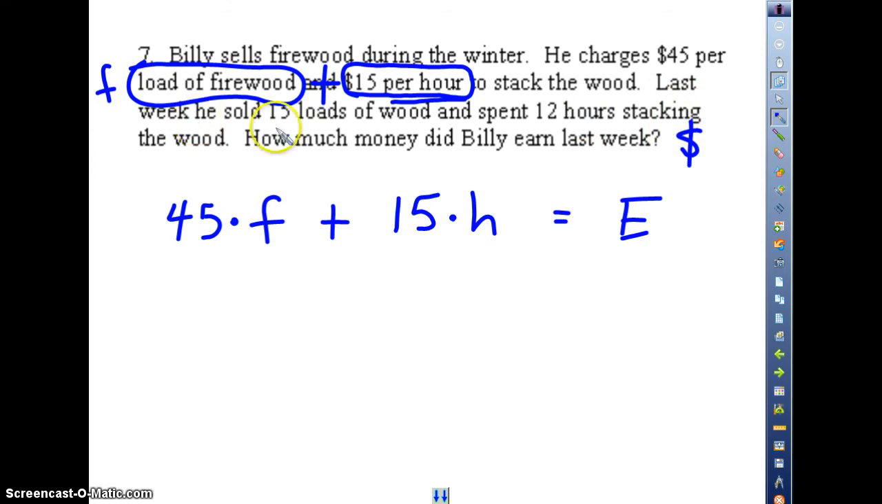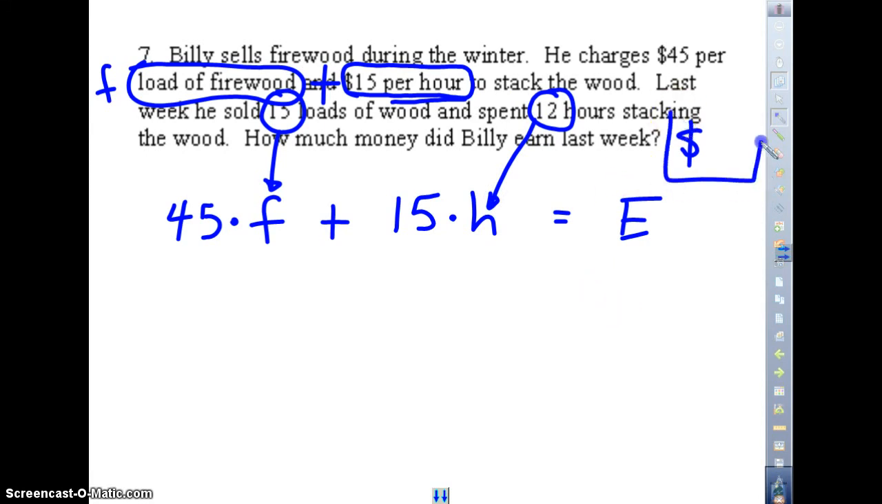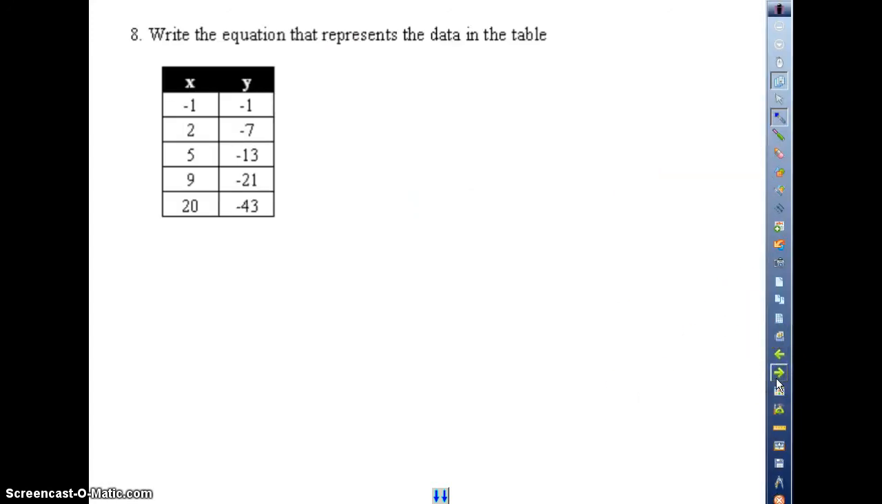So last week he sold 15 loads of wood. That goes in right there. And he spent 12 hours stacking wood. That goes in right there. Can you guys finish it? I think you can. Final answer is going to be in dollars. You guys know you can pause the video anytime you need to.